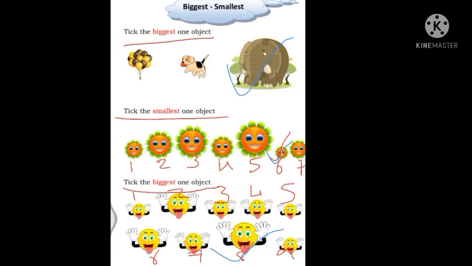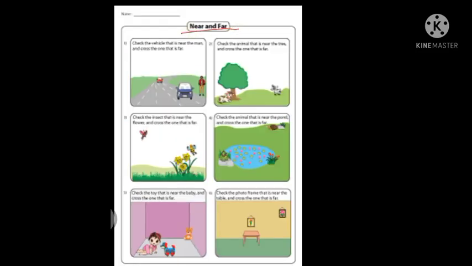Now your next topic is near and far, or you can say nearer and farther, or nearest and the farthest. So while we are comparing the two objects at that time, we will use nearer and the farther, right? So here students, you can see in this first picture, here a man standing over here and car number 1 and car number 2. We are having two cars, right, in the pictures.